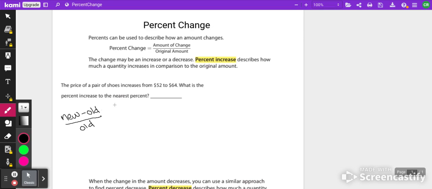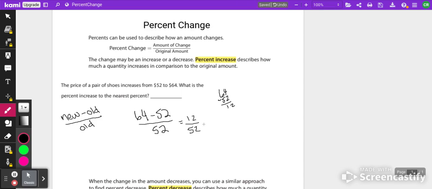But let's find the percent change. So the new number, it went from 52 to 64. So that would be 64 minus 52, and the old on the bottom, so 52. Now if we do our math here, 64 minus 52, let's do it over here to the side just to show you that we can. All right, so it'd be 12 over 52.